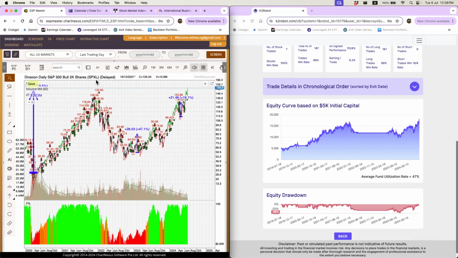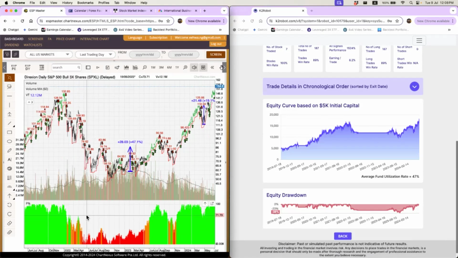This is the S&P 500 ETFs 3 times. So you can see the market is coming down, so no trades, hands off. So this is only good for bull market. So bull market, turn this on.